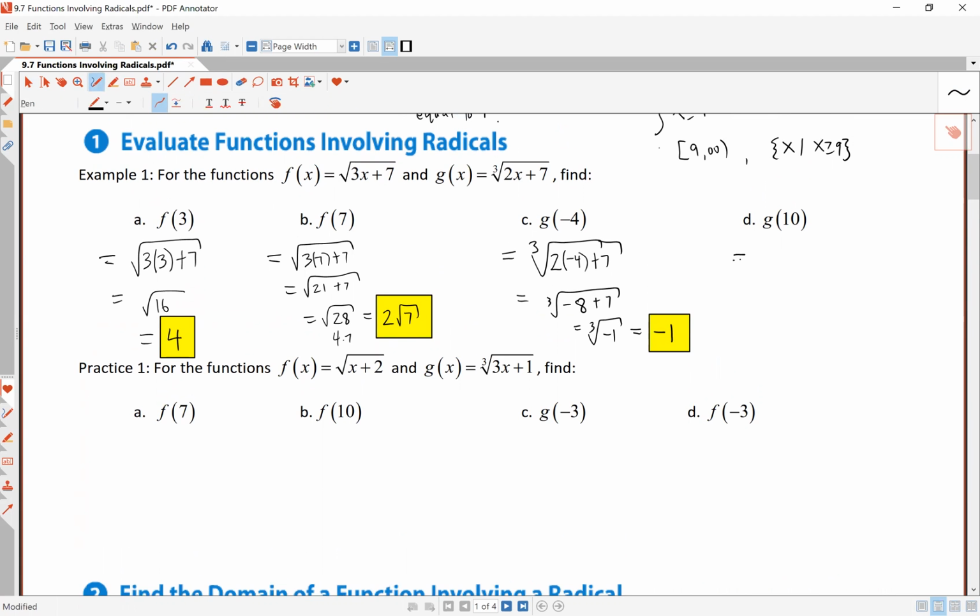And the G function, G of 10, says to take its input, multiply by 2, add 7, and take the cube root of that. That's the cube root of 20 plus 7, which is 27, and the cube root of 27 is 3.